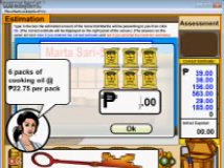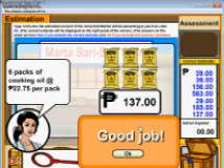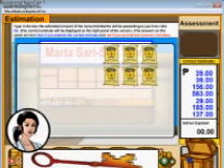So the answer would be like 136 pesos and 5 cents. I mean 136.5 pesos. So 5 is 5 and above. We're gonna round it up again, and we will have 137 pesos. Okay, so yes, we got all the correct answers. You did a good job, guys.